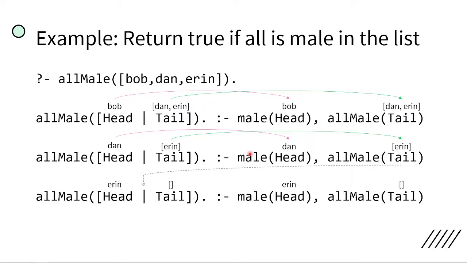So now we would check if the head is male, which is true. Erin is male. Then we would check if the tail is all male. However, the problem is we have no rule that says an empty list is all male. Okay, so this would return false.